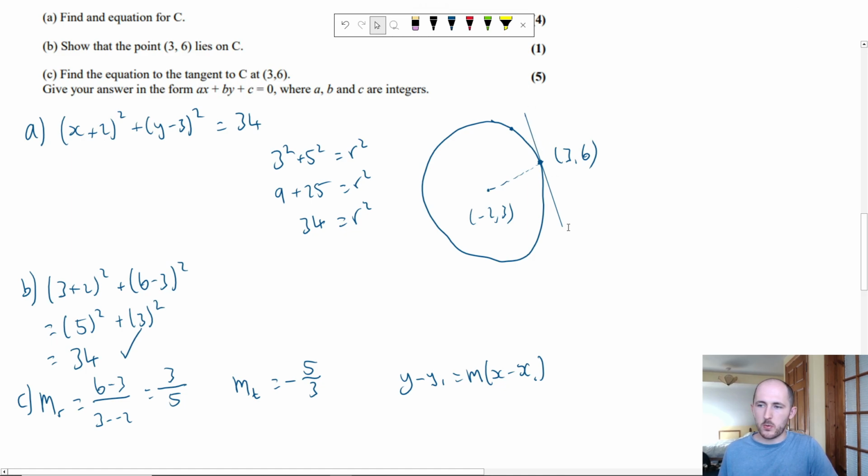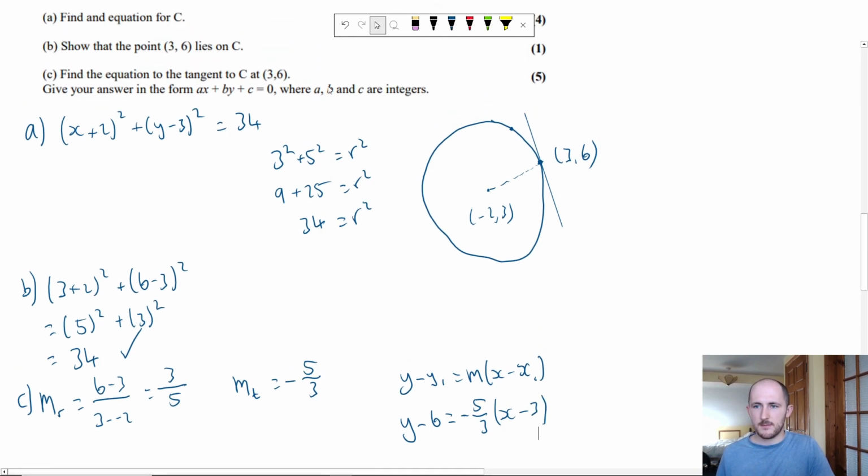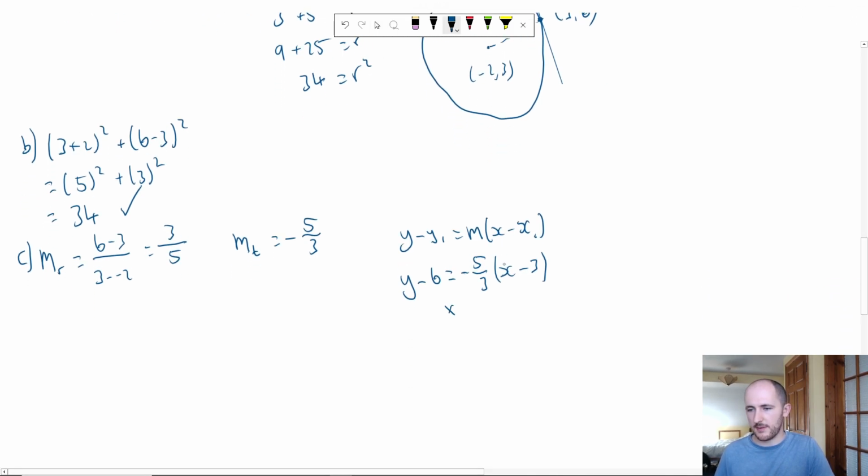So remember, the coordinate we need to use is the (3, 6), not the (minus 2, 3), because it's a coordinate that lies on the tangent, not necessarily on the circle, although in this case it's both. So y1 is 6, so y minus 6 equals the gradient, minus 5/3, times (x minus 3). And immediately, because I see here it says they all have to be integers, I'm going to times through everything by 3.